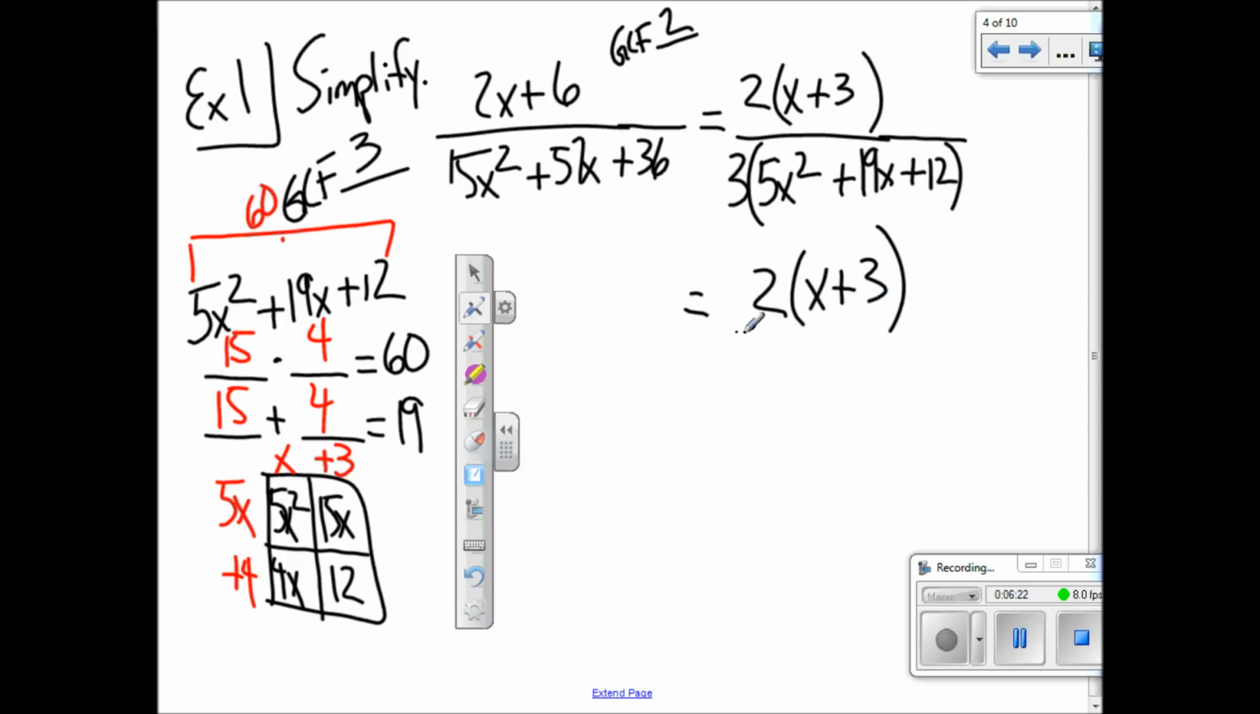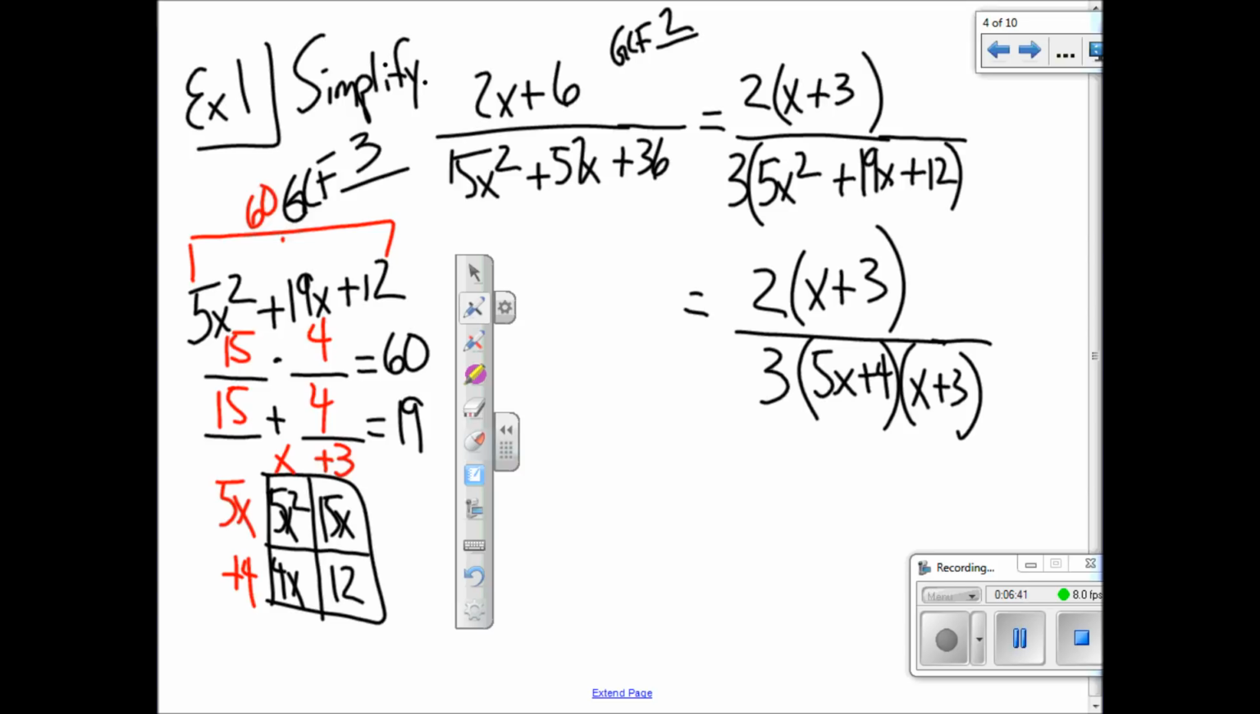Why is that useful? What is that going to do for us? It's like, Mr. Miller, what's the big deal? How does that help us? Well, let's see. Let's first replace our factors. Replace the 5x squared plus 19x plus 12 with its factors. And now let's see what happens.